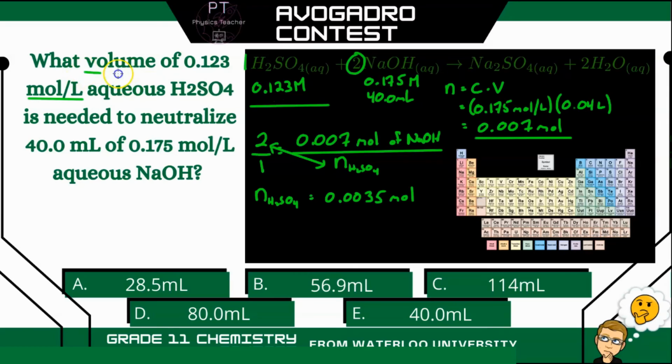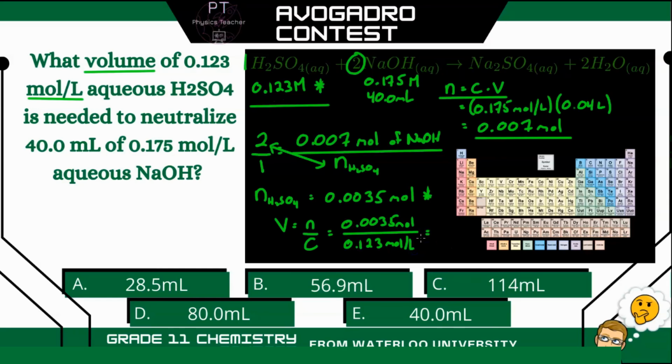Alright, now it wants to know what volume, and since we already know the concentration, and now that we know the number of moles, we can go back to this same equation, but we'll rearrange it for volume, where volume is going to equal the number of moles over the concentration, which in this case is 0.0035 moles over the concentration, which is 0.123 moles per liter, which gives us a volume of 0.0285 liters, or if we multiply by 1,000, we get 28.5 milliliters, or our answer is A.